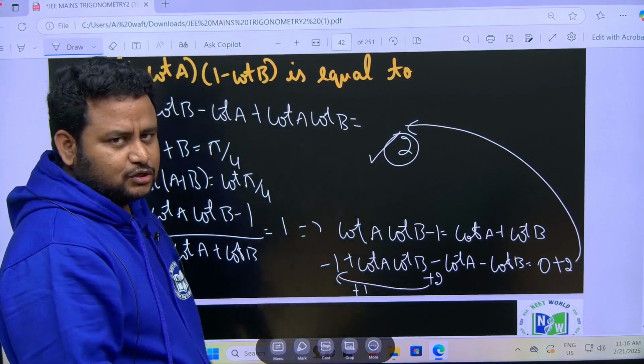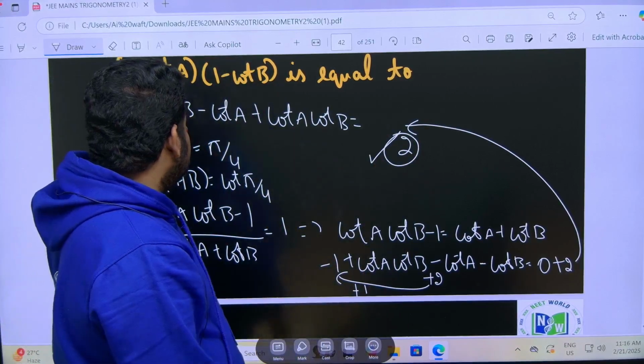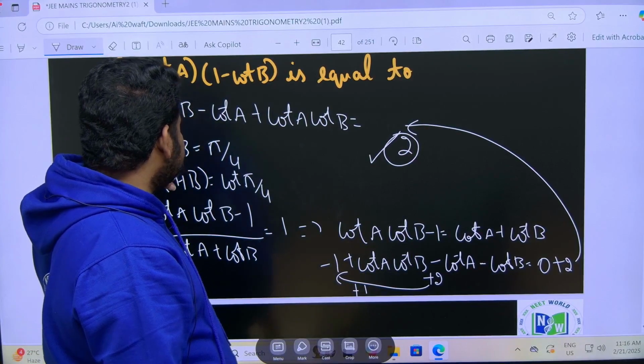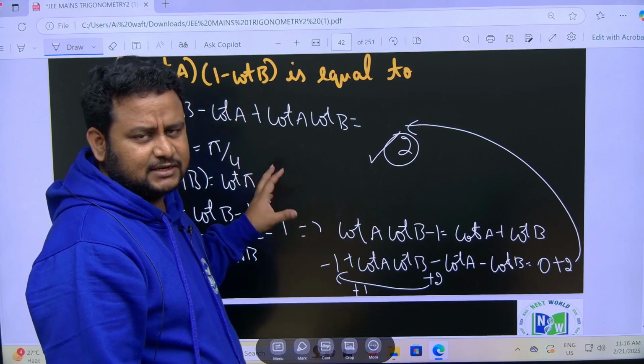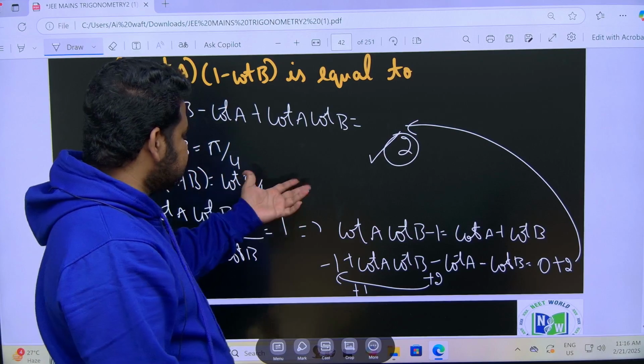Got it, friends? This is how you solve this question. In case you can convert to tan and then solve, that is also fine, but that is little tedious. It will take more time. Got it? You can solve it this way itself.